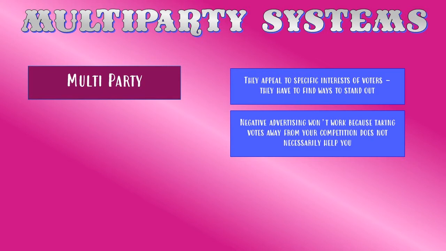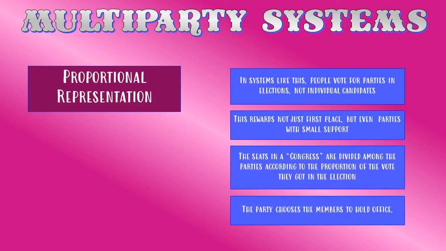And so the parties, instead of doing negative advertising like we see so much here, they have to focus on showing the voters the ways that they would help. Multi-party systems usually result from a system that we call proportional representation. So in systems like this, people don't just vote for individual candidates in their small district. They vote for a party that they support in a larger area.